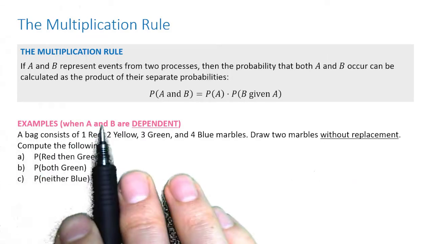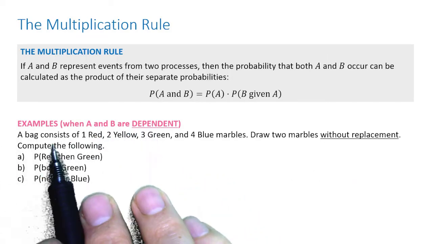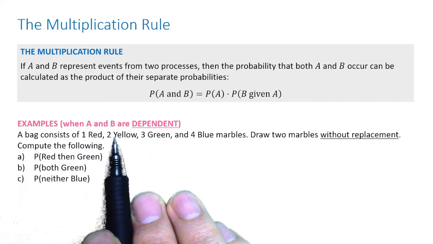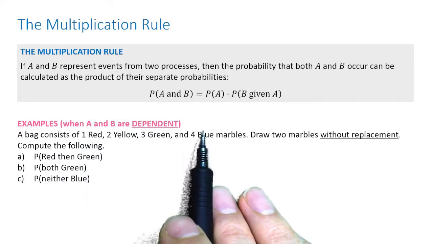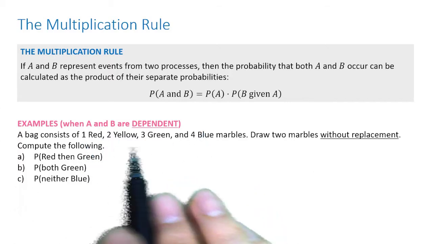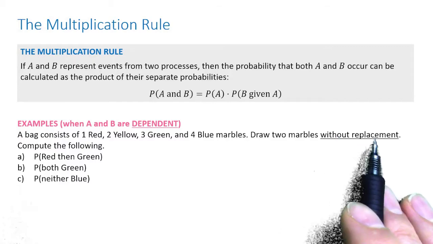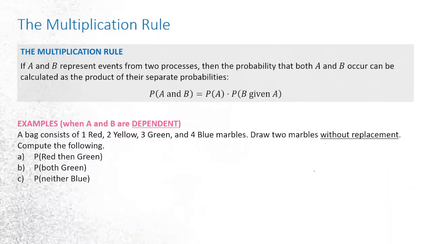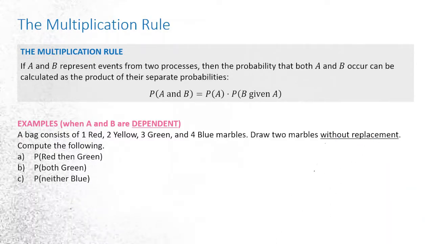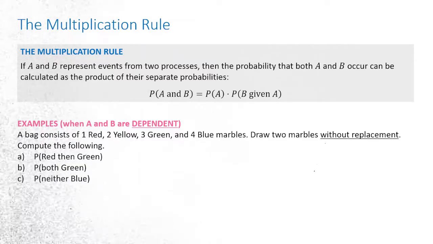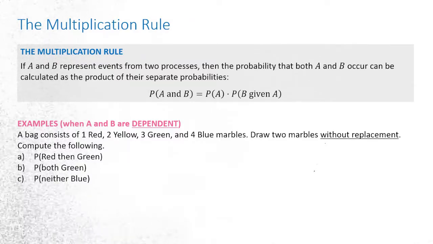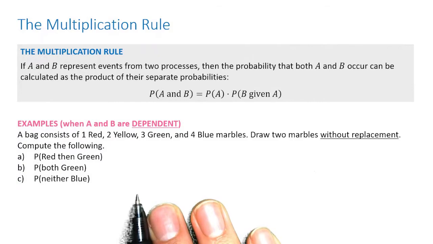Let's look at another example where we have dependent events. Here we have a bag consisting of 1 red, 2 yellow, 3 green, and 4 blue marbles. That means there are a total of 10 marbles in the bag. Draw 2 marbles without replacement. That means after you draw the first marble, you don't put it back in. You draw a second marble without replacing the first, right? So that means the first draw will influence the second draw.